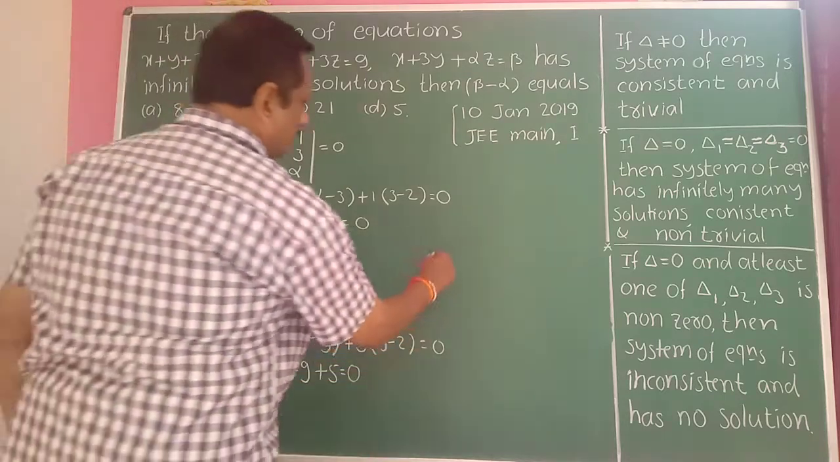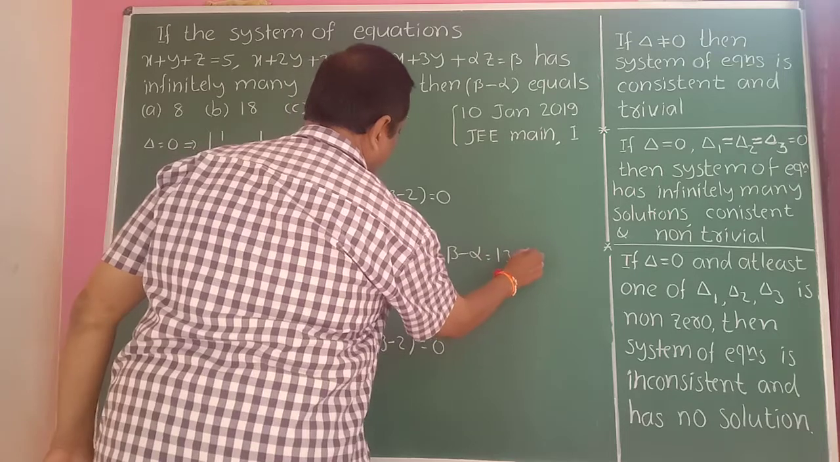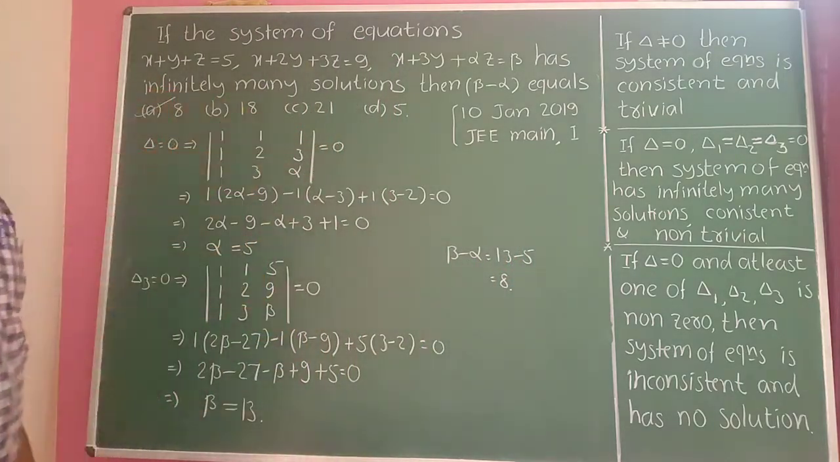Therefore beta minus alpha is equal to 13 minus 5, which is equal to 8. So the first option is correct. 8.